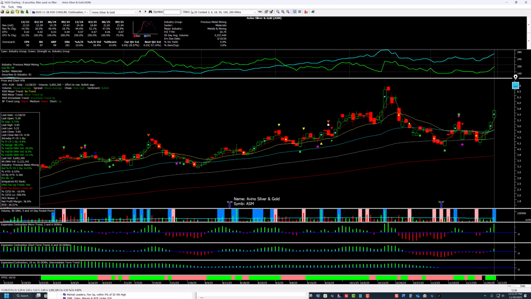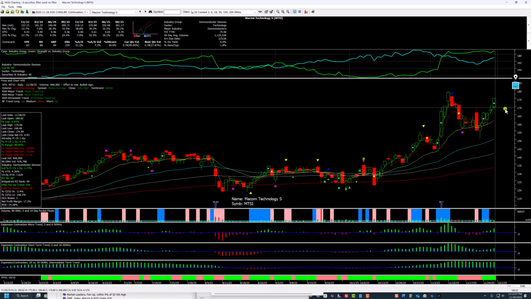Because my continuation filter requires the pocket pivot volume or an effort to rise. It's in the filter. So if you're looking at it and there's no blue bar in here, look to see if there's an effort to rise, which tells me it's a continuation scan.